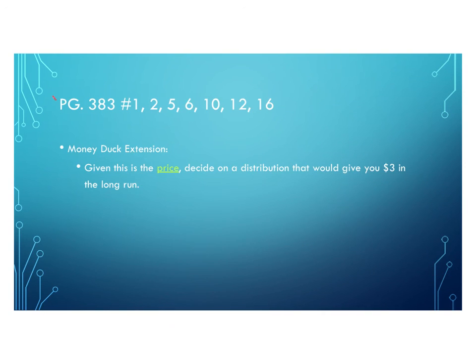You are ready to do the practice that says expected value part 2. And if you wanted an extension to the money duck, notice, given this is the price, decide on a distribution that would give you $3 in the long run.